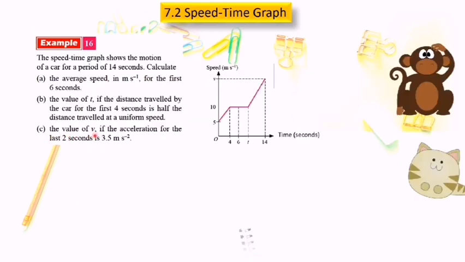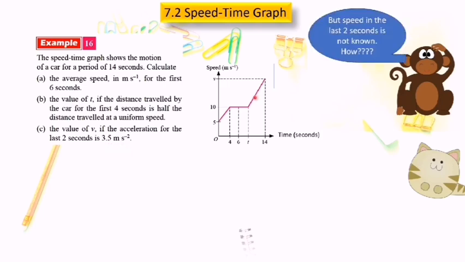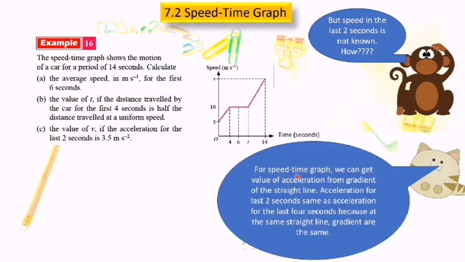C. The value of v if the acceleration for the last 2 seconds is 3.5 meter per second squared. But from the graph, the speed in the last 2 seconds is not known. So how? For a speed-time graph, we can get the value of acceleration from the gradient of the straight line. Acceleration for the last 2 seconds is the same as acceleration for the last 4 seconds because on the same straight line, the gradients are the same. So after we know this concept, now we answer C.